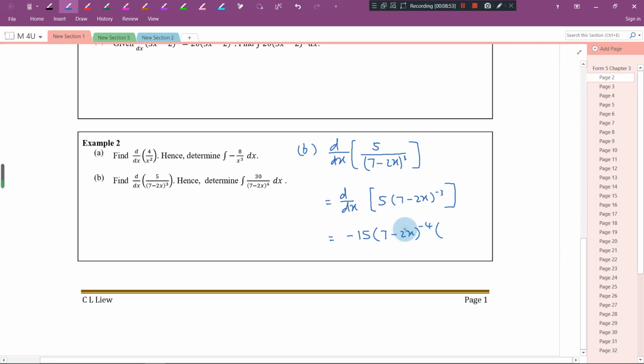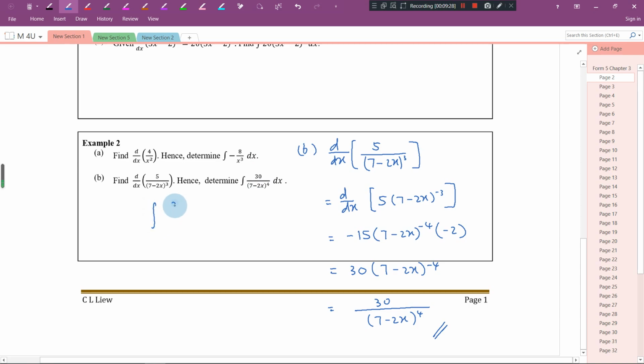When you differentiate this, you get 0, differentiate this one, you get negative 2. Remember to write the negative 2 here. And negative 2 times negative 15, you will get positive 30, times (7 minus 2x) raised to the power of negative 4. Okay, let's change back to this form. Okay, so this is the final answer. This is the first derivative of this function. Now the second part, the question asks us to integrate this.